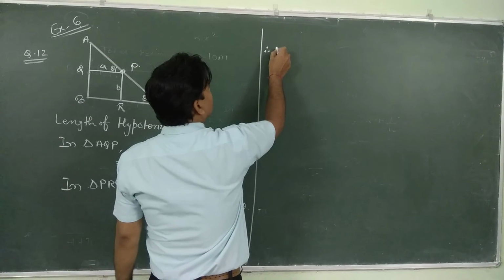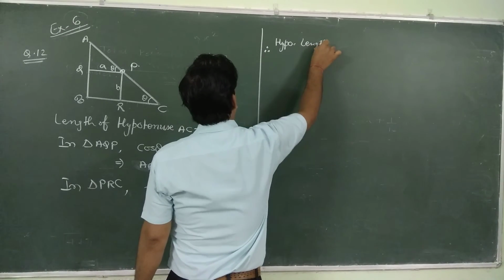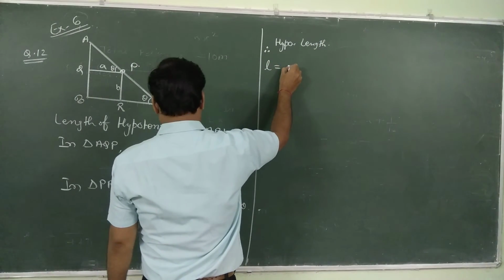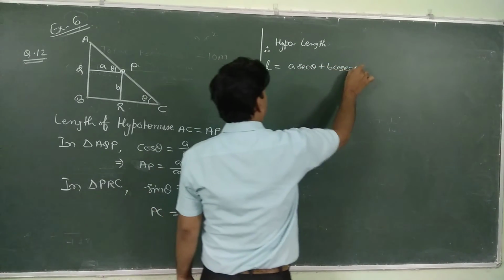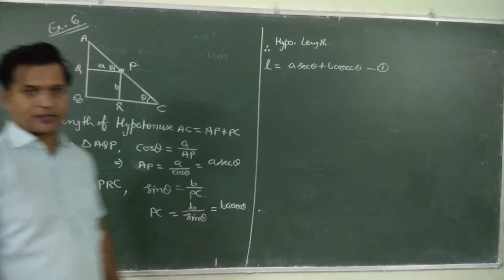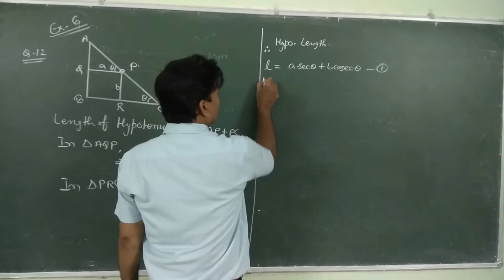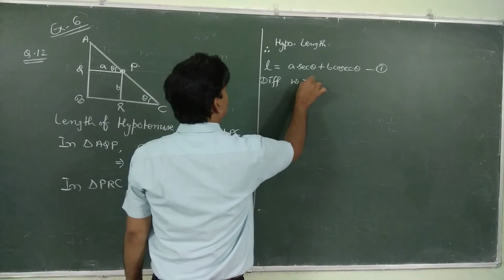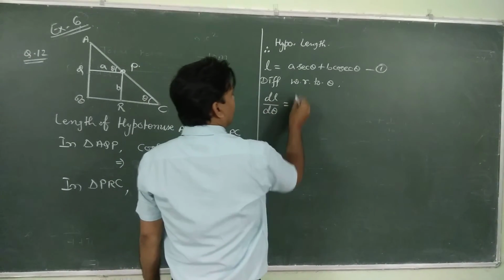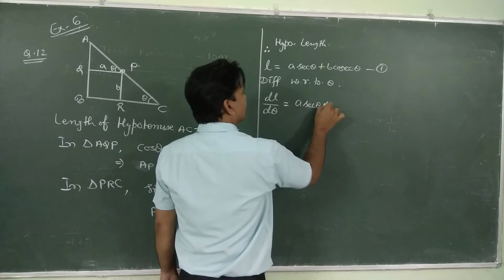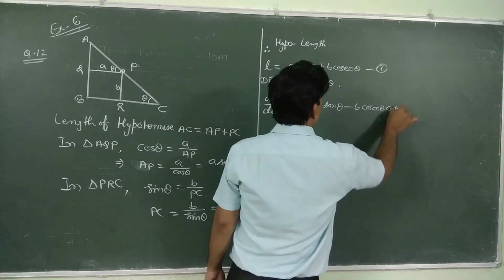Therefore, hypotenuse length L equals A sec theta plus B cosec theta. This is our first result. Now we are going to differentiate it with respect to theta. Differentiating with respect to theta, dL by d theta is A sec theta tan theta minus B cosec theta cot theta. We are having this.